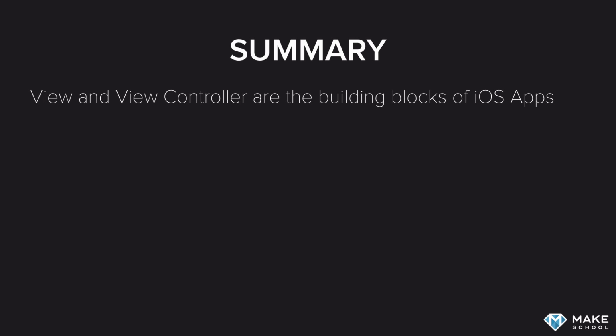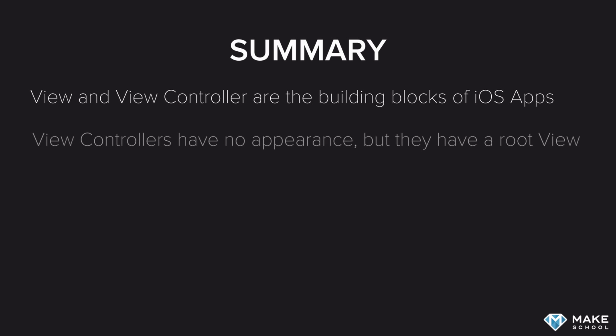Let's summarize what we discussed over the last couple of slides before we move on to some more aspects of UIKit programming. Firstly, views and view controllers are the building blocks of iOS apps. We have seen that each screen in our iOS app is represented by one view controller and multiple views. View controllers themselves don't have an appearance, but they have a root view. By adding multiple subviews to that root view, we create the appearance that we want to show in a view.